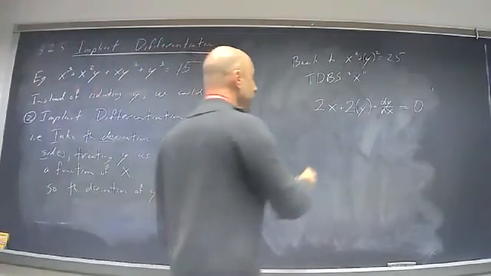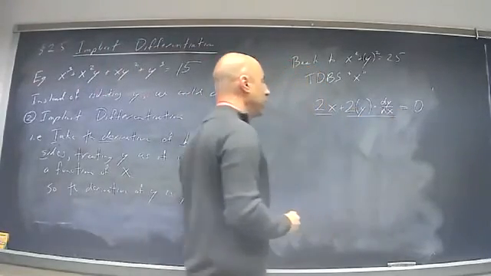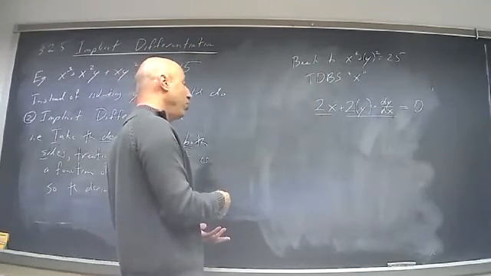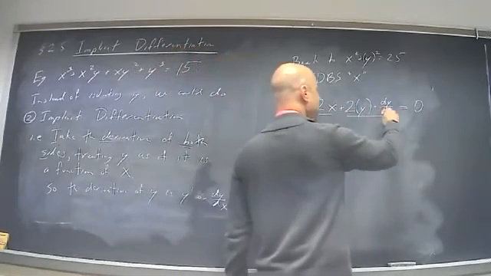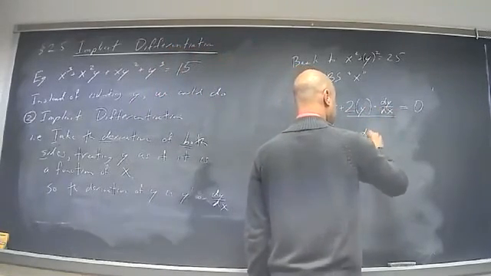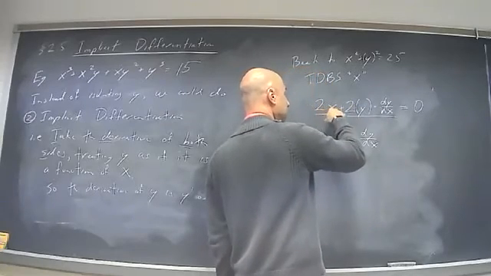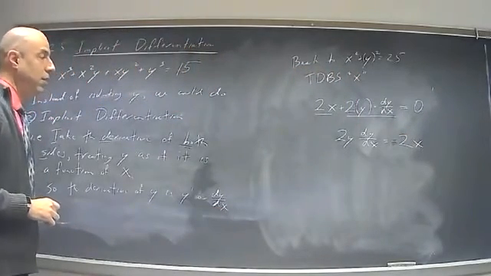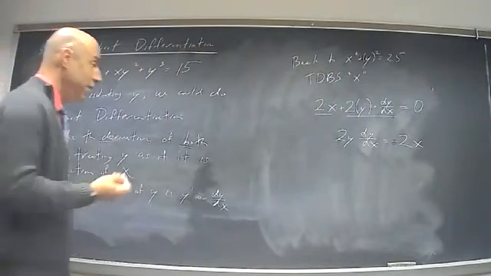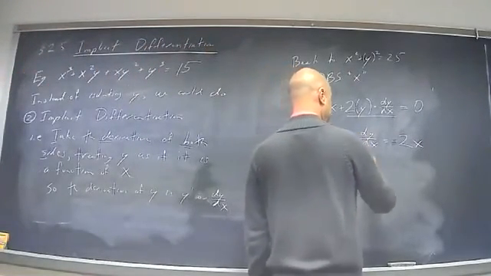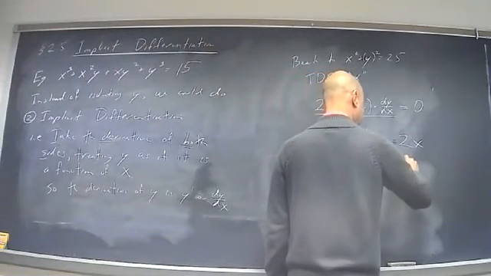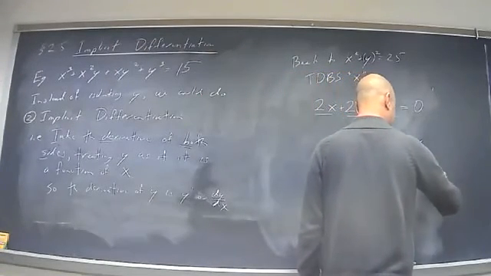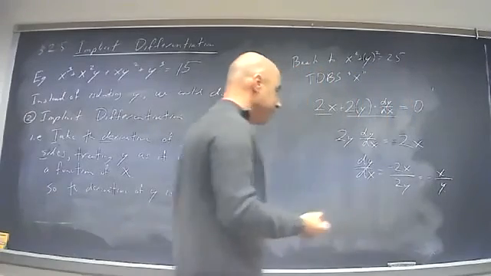So now I have 2 terms. One of them has a dy/dx, and the other one doesn't. Get everything with a dy/dx onto one side of the equation, and everything without a dy/dx on the other side. So I'm going to leave the 2y dy/dx over here for a second. That's this term right here. And I'm going to subtract 2x from both sides. And now I'm going to divide both sides of the equation by 2y. So dy/dx equals minus 2x all over 2y. Clearly the 2's cancel. So I'm just left with minus x over y. And there I am. I'm done.